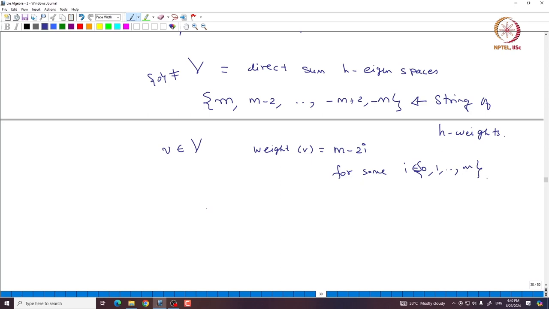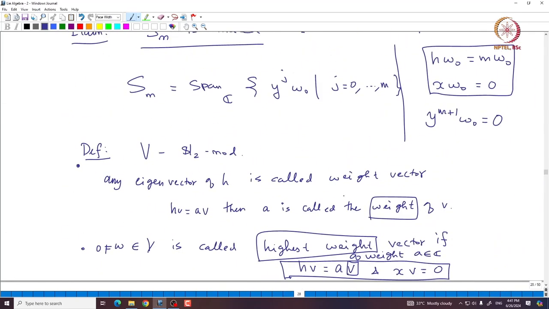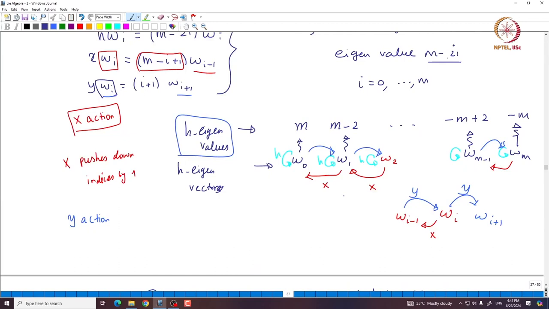Now let us look at that v. The space spanned by this v has to be exactly the space spanned by wi, because they are one dimensional spaces: the eigenspace corresponding to m minus 2i is one dimensional. So this has to be equal to this. That means the space spanned by this is going to be inside capital V. Now, go back to our diagram. You can see that wi is located somewhere here.